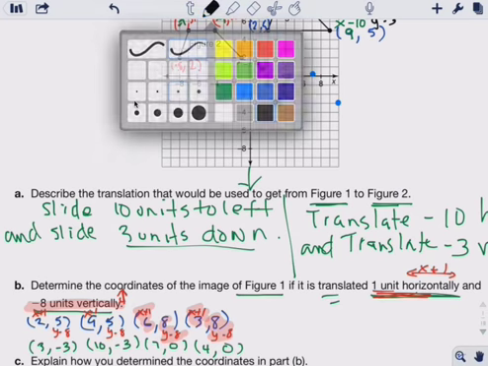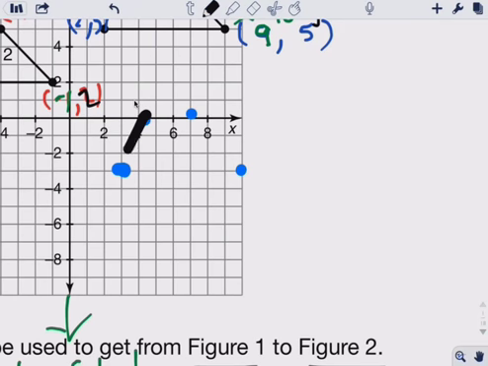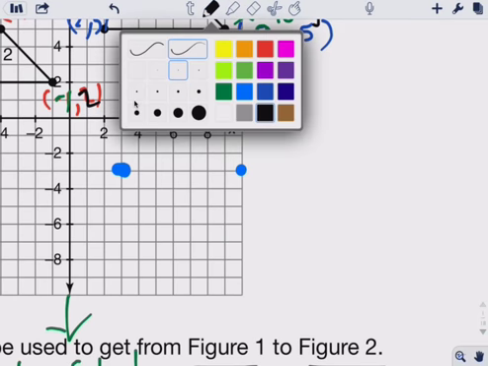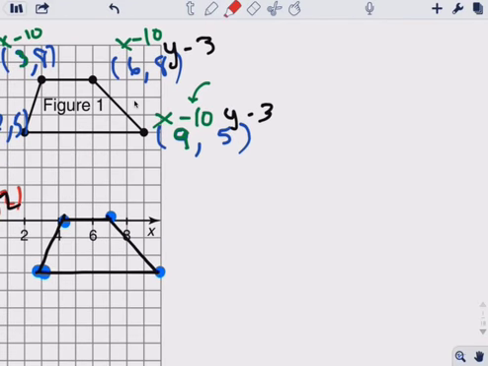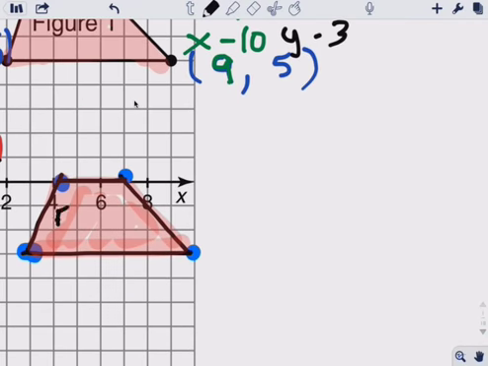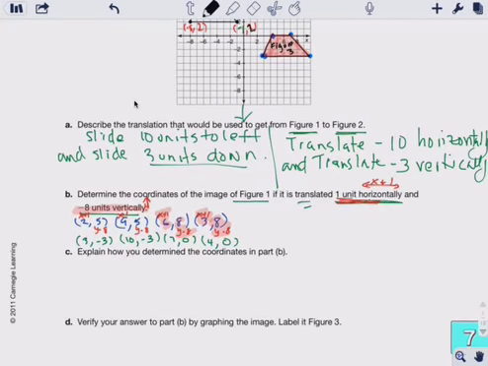Okay, and then you connect those dots. Uh-oh, too big. It should be congruent to figure 1, the pre-image. They're supposed to be congruent. That means they're exactly the same shape, same size. I would label this figure 3. Okay, explain how you determined the coordinates in part B.